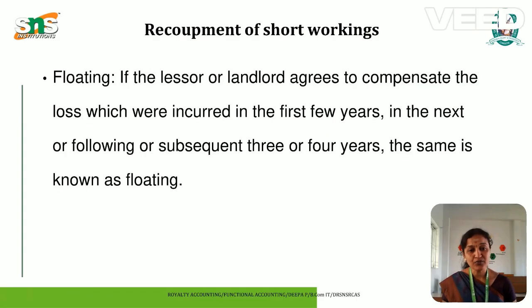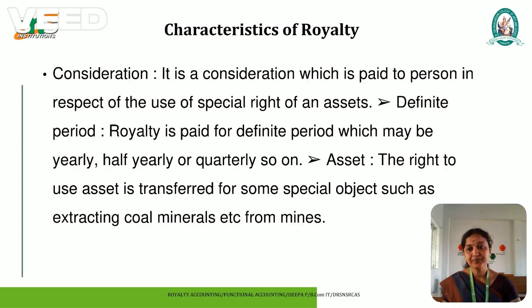Then next one is floating. Floating means if there is any short working in the previous year, it can be compensated if there is any surplus royalty in the upcoming years. There is no restriction on the years, so this is called floating.